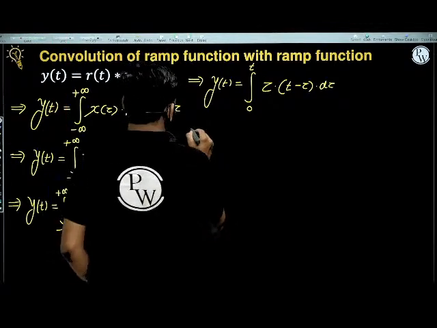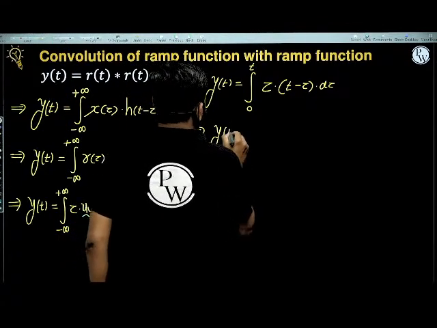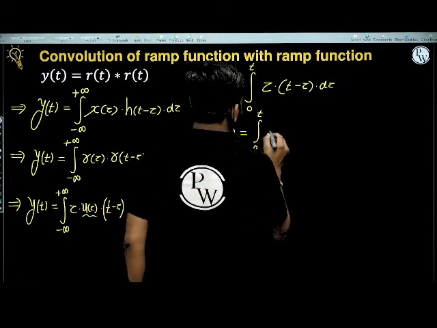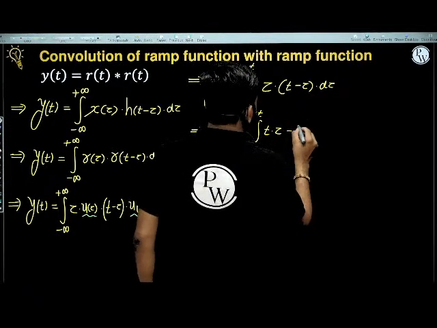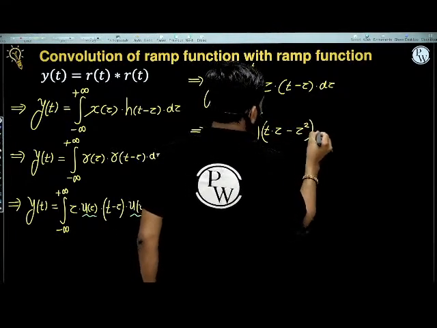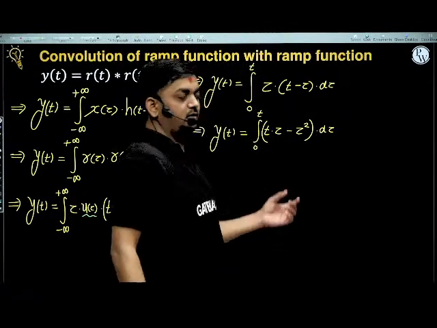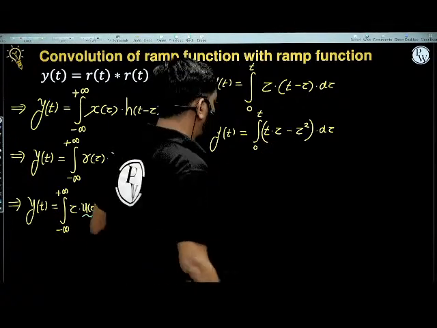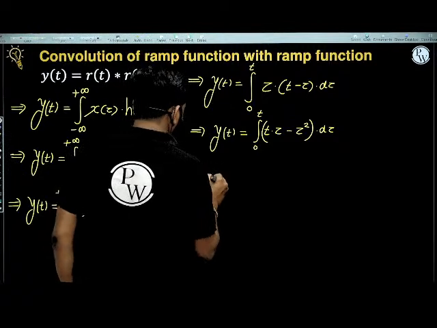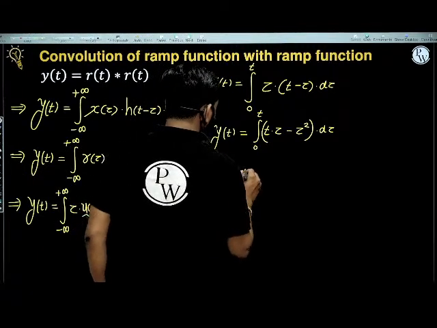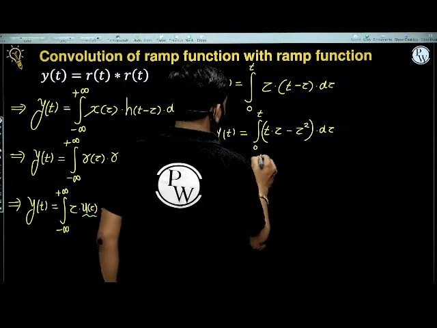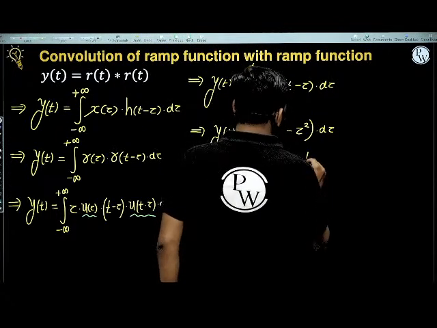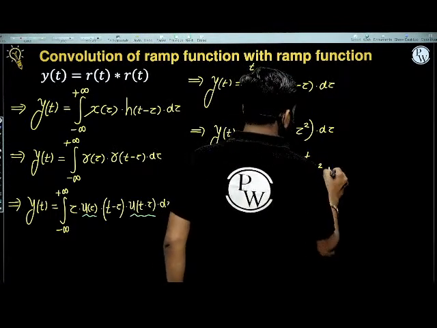Okay, so here it is 0 to t. Now see, t into tau minus tau square d tau. Now see, the variable of interest is tau, so with respect to tau this t is constant, so we can take it outside the integration. So take t outside the integration, so this is t integration 0 to t tau d tau minus integration 0 to t tau square d tau.